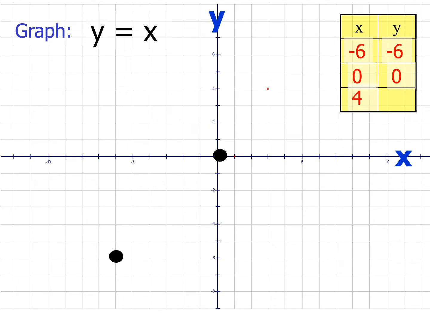And if x is equal to 4, then y equals 4, and (4, 4) is in the first quadrant. Then after you plot the points, we are going to connect the points using a straight line. So this is the graph of y equals x.